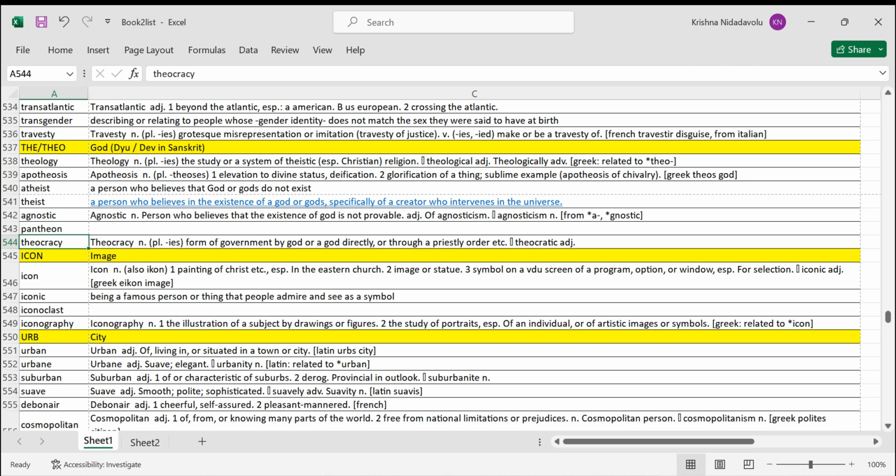Next, icon. Icon is from Greek, or Latin also, it is called icon, which means image. In English, icon means a religious image, usually painted on a small wooden panel. It's an emblem. It's a symbol. It's a small statue. That is icon. Icon is also used as a symbol.